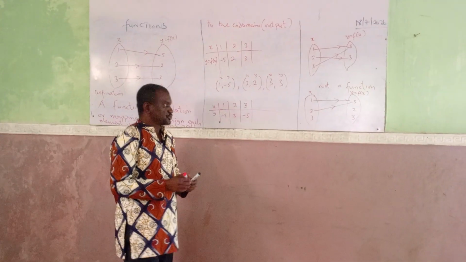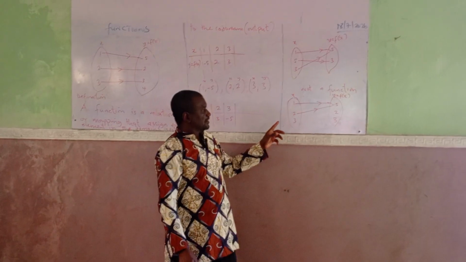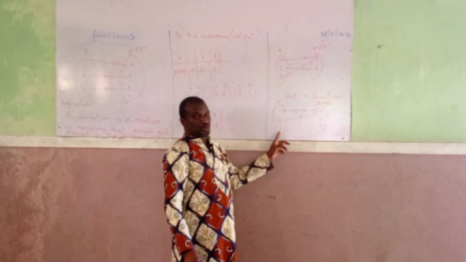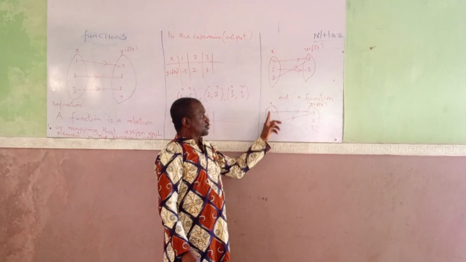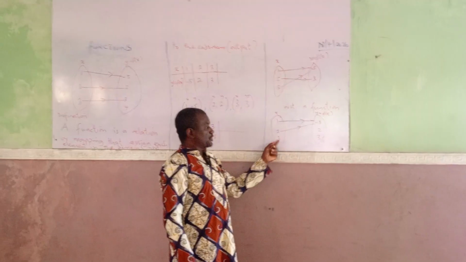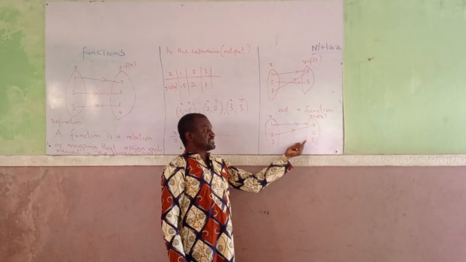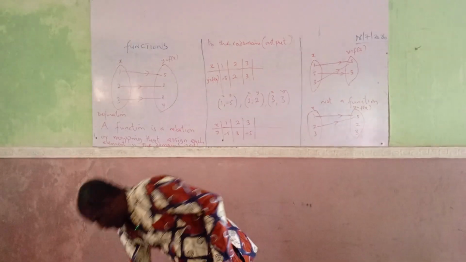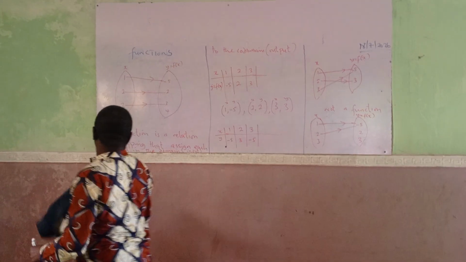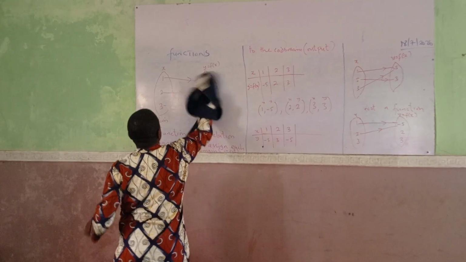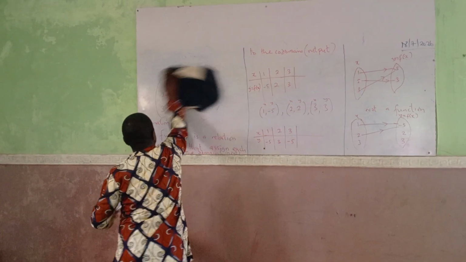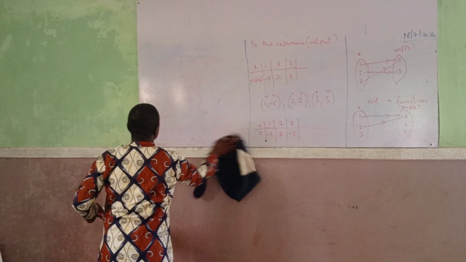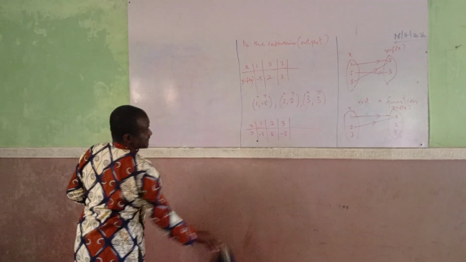Why is it not a function? Because if you look at it, not all the elements in the domain are mapped. So once there's an element that does not have its own image in the codomain, it is not a function. Is that clear? Let's look at another representation that is not a function.